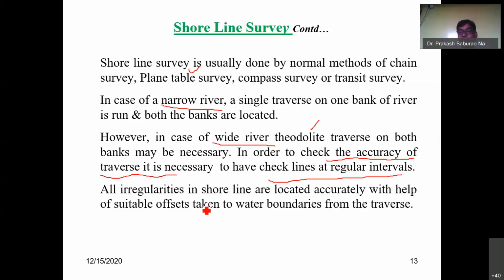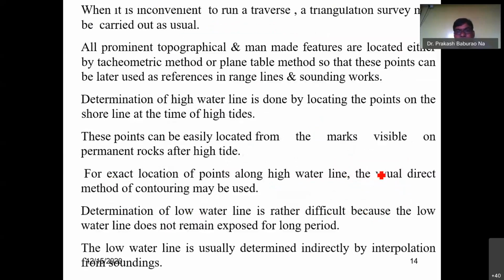Regulatories in shoreline are located accurately with the help of suitable offsets taken to the water boundaries from the traverse. If it is inconvenient to run a traverse, you have to go with the further part. If you have certain problems or difficulties on a site, you have to go with the triangulation surveys. All prominent topographical and man-made features are to be located by using the tachometric method or plane table method.